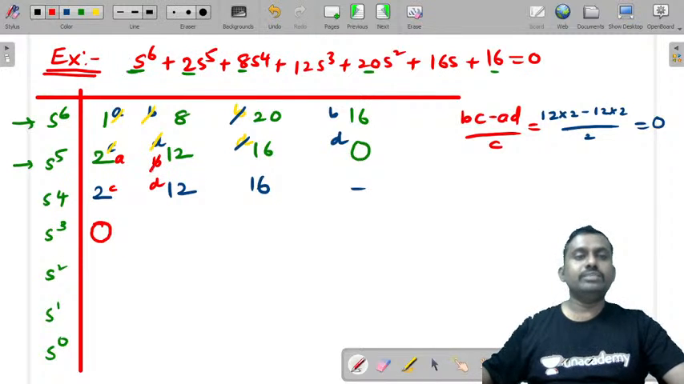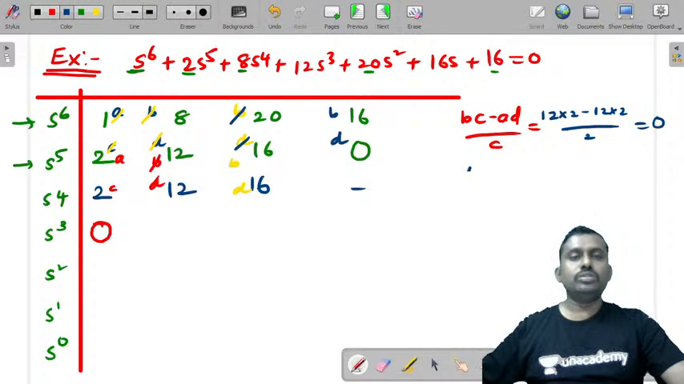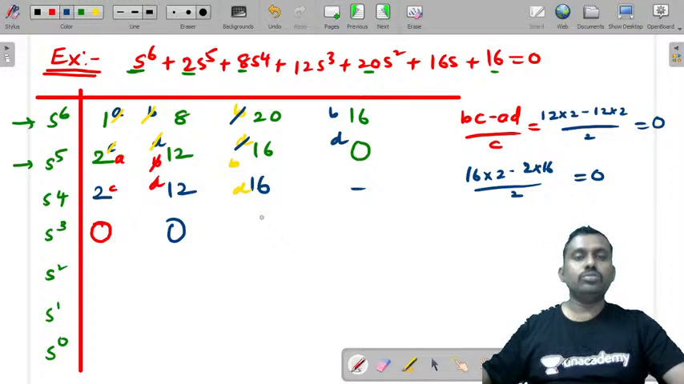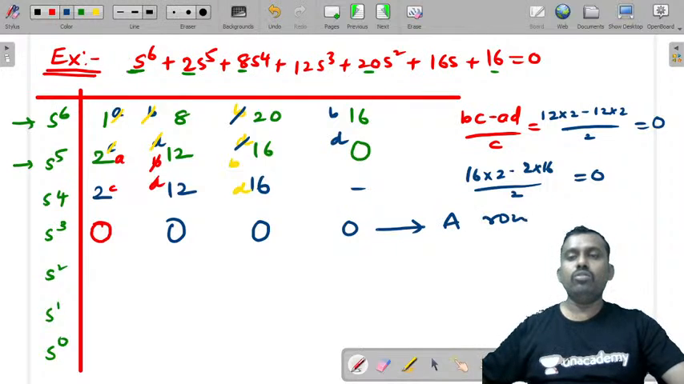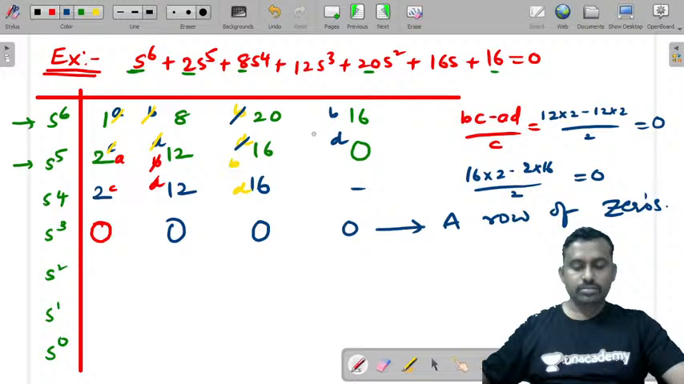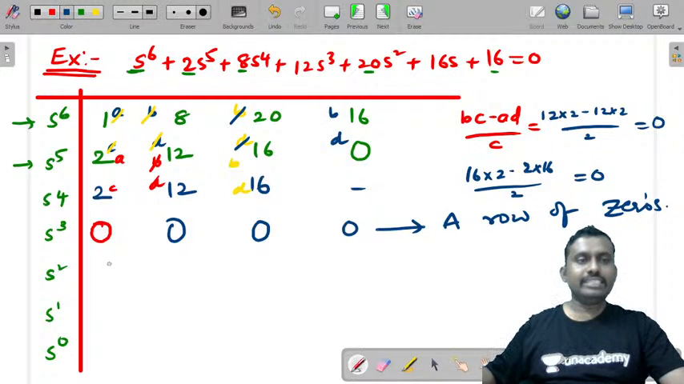Also, if you shift this B and D, what do you get? 16, B into C minus A into D, by C, the value is again a 0. So this is again a 0. Obviously you'll get a 0. So there is a row of zeros. This is very important. A row of zeros, and we cannot find the next term.